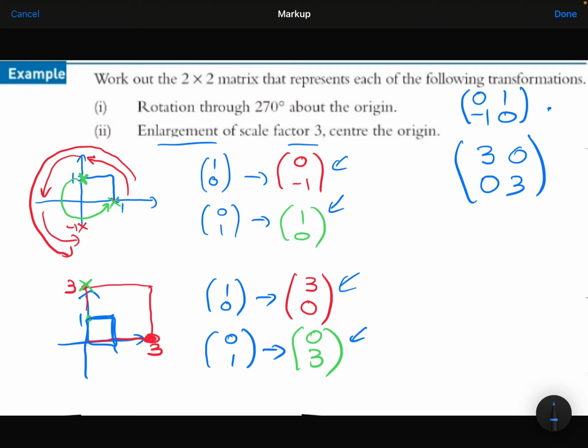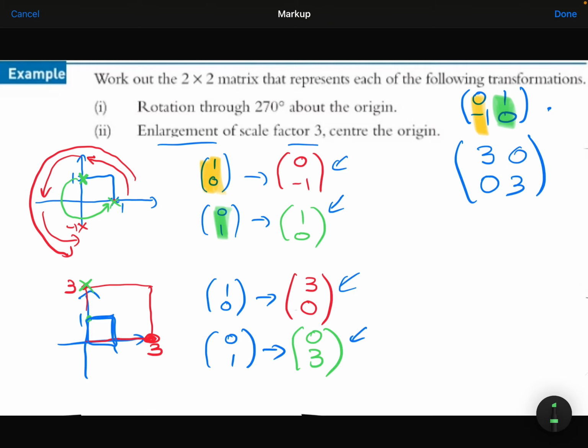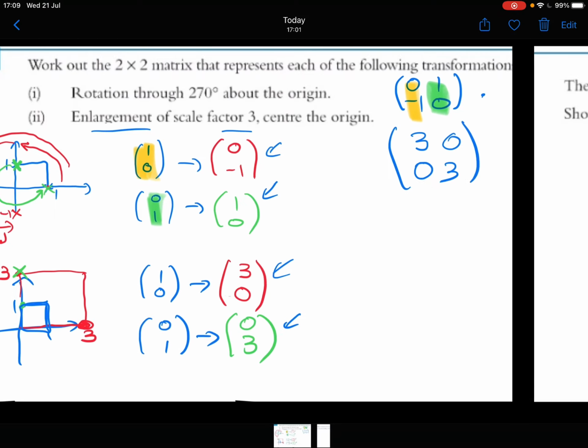So this is how we can use the unit square to find a matrix for a transformation. Just think about what happens to the coordinate 1, 0. This tells you the first column of your matrix. And then think about the coordinate 0, 1. This tells you about the second column of your matrix. Let's do another example.